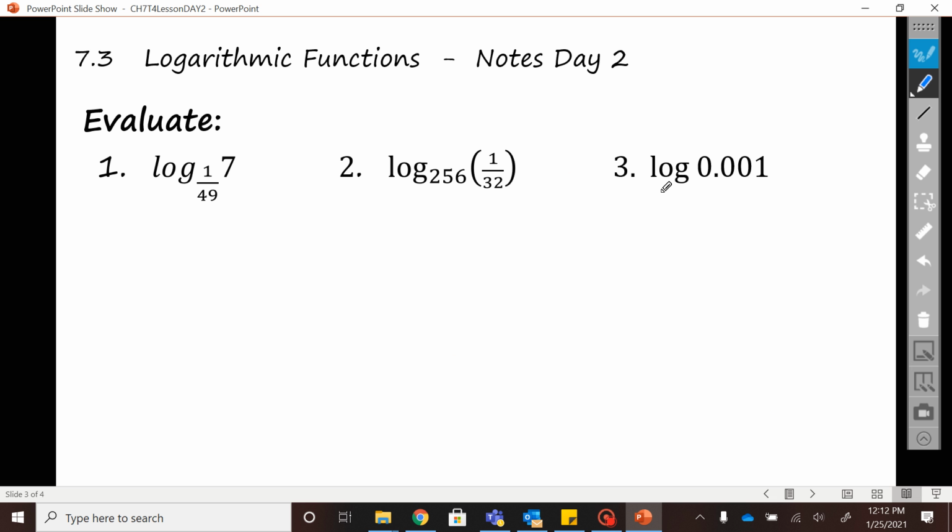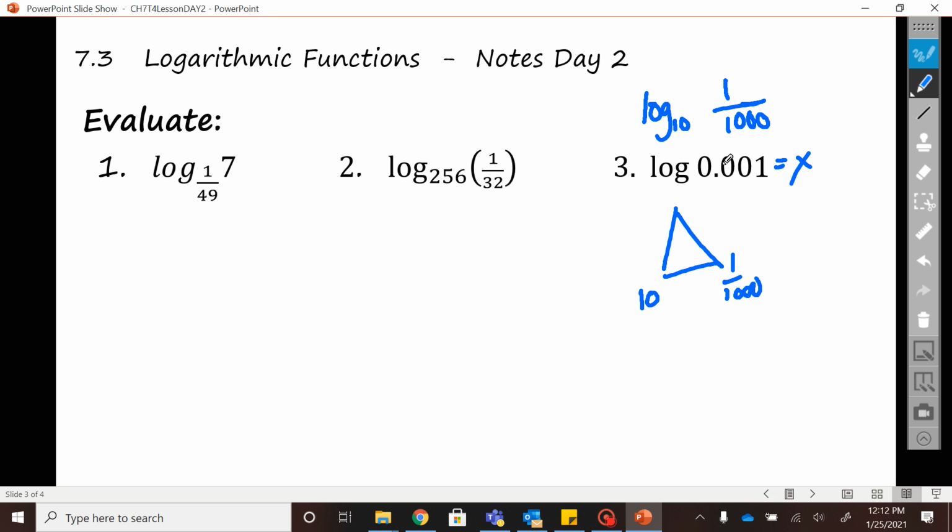All right, and then number 3, log. So remember, we're looking at a log with a base of 10, 0.001. All right, now there's a couple ways to do this, but the best way is to rewrite that as a fraction. So that is 1 over 1,000. The reason for this is now I can write it as an exponent. So this is 10, this is 1 over 1,000.